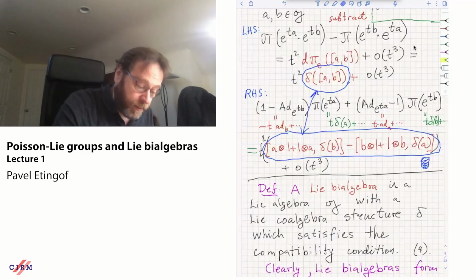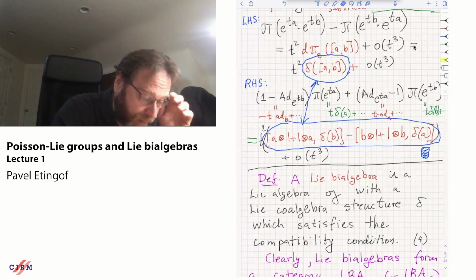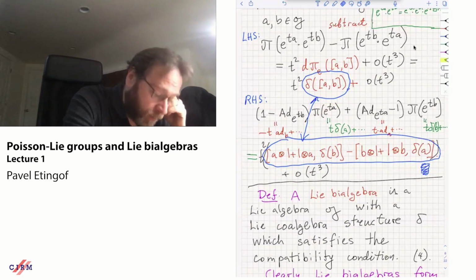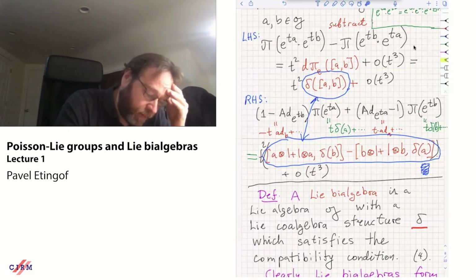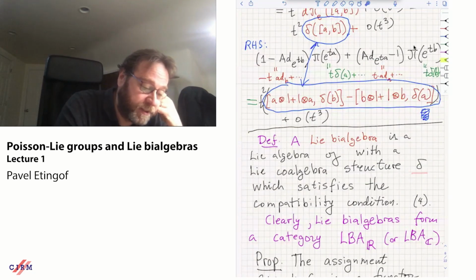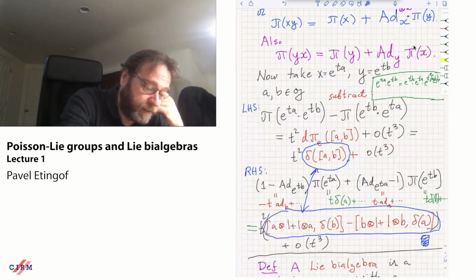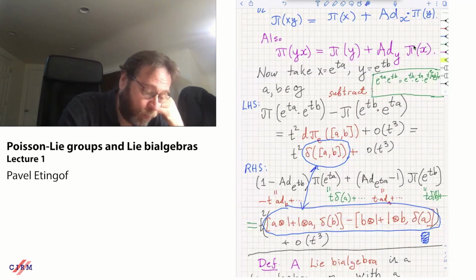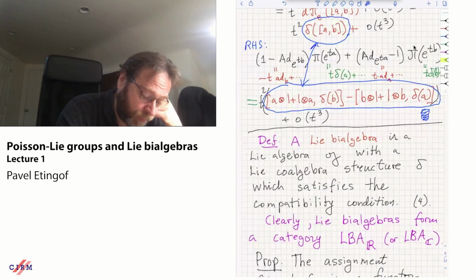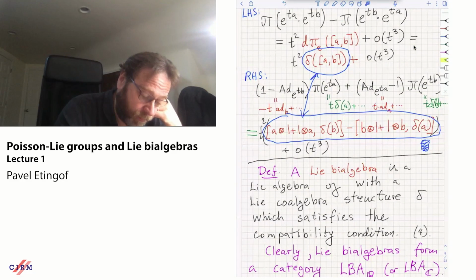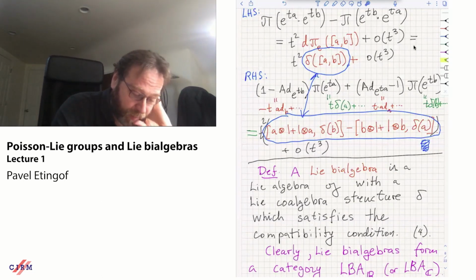Okay, and then we make a definition that a Lie bialgebra is a Lie algebra G with a co-algebra structure delta, which satisfies the compatibility condition. And the compatibility condition is really the equality of this. And so Lie bialgebras also form a category, Lie bialgebras over real numbers and Lie bialgebras over complex numbers.